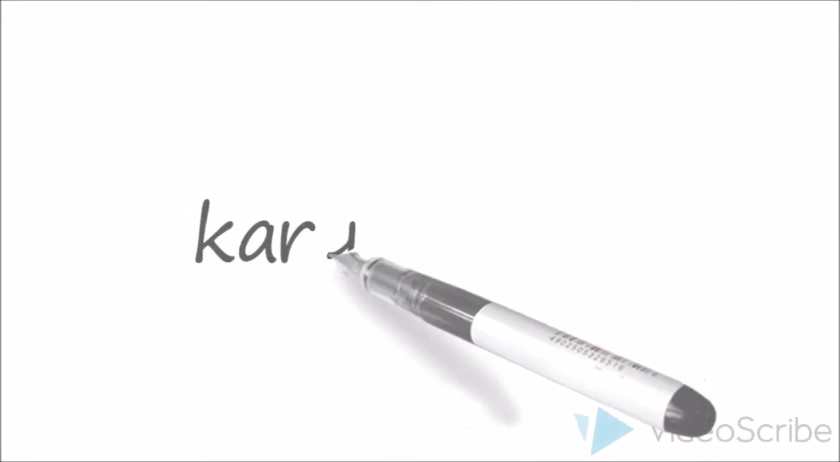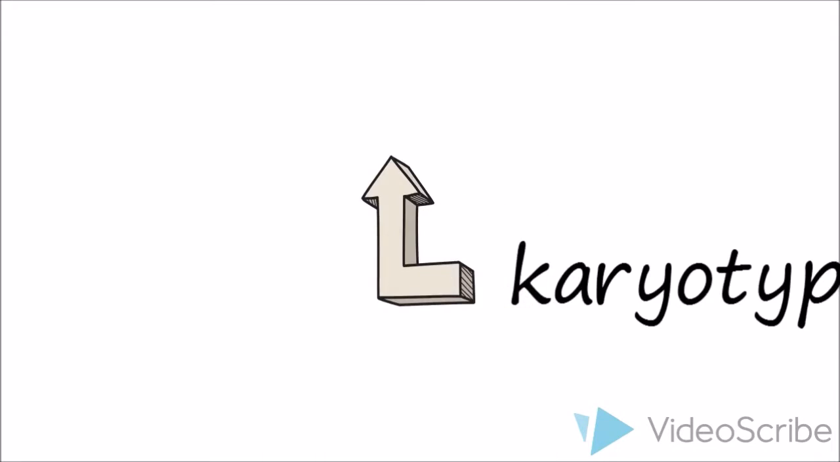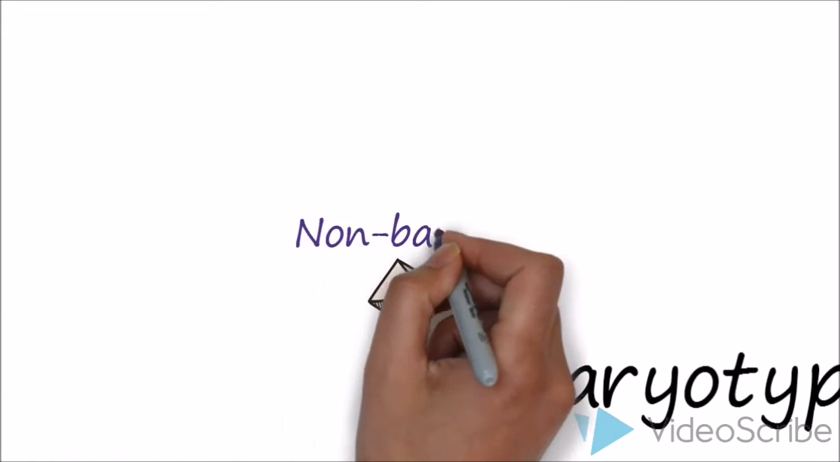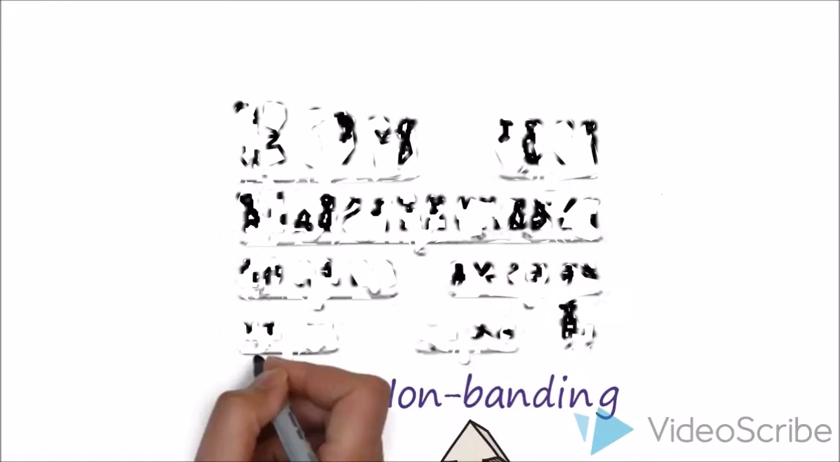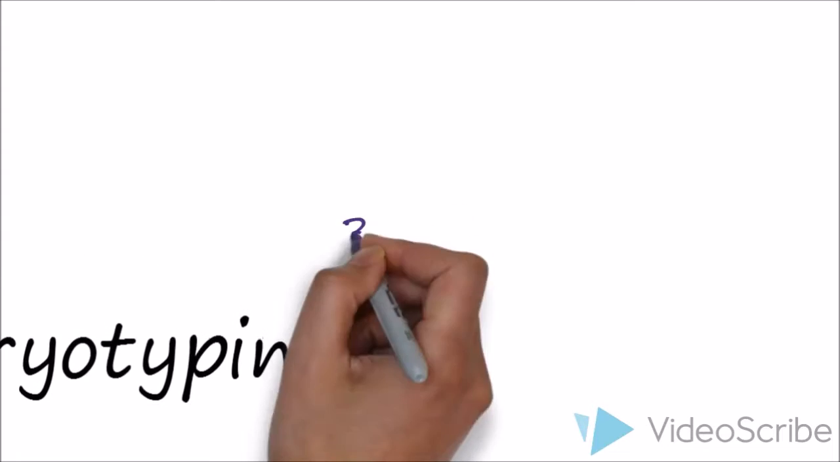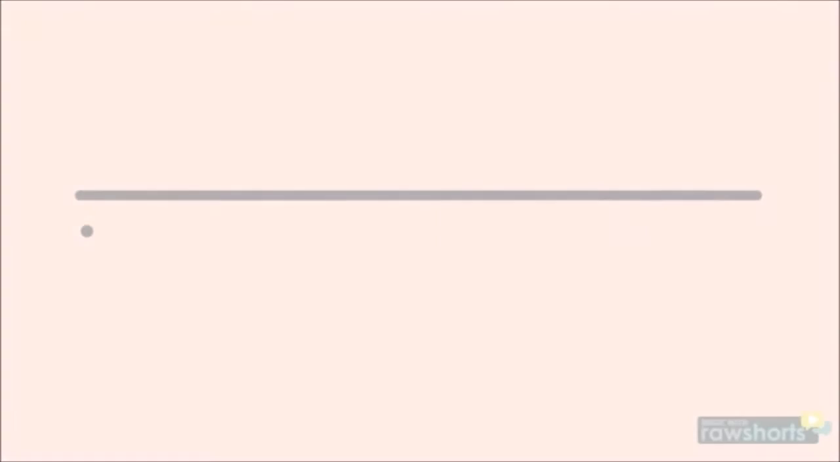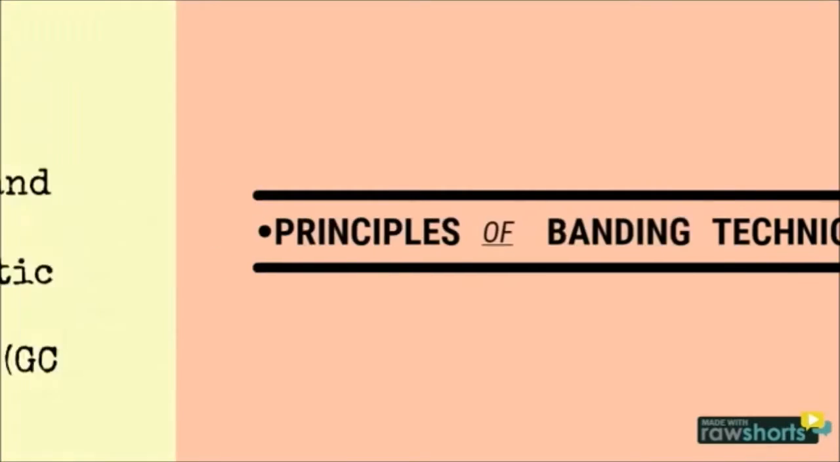So, karyotyping can be divided into two types. The first one is non-banding, where the chromosome structures can be seen but the banding of the chromosomes can't be seen, as well as banding of the chromosomes. Principles of banding techniques: the principle will start with G banding.